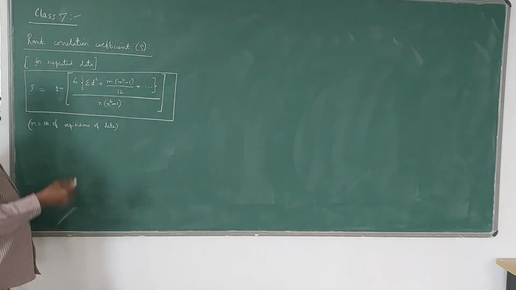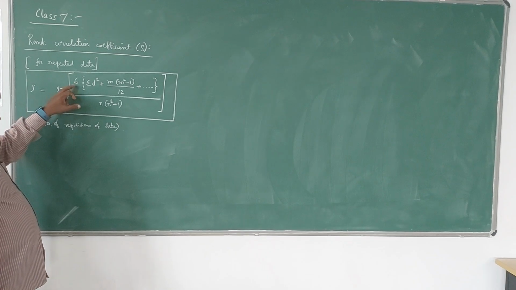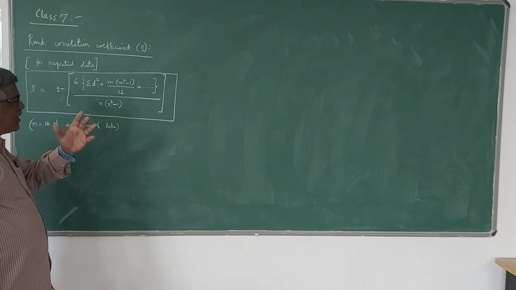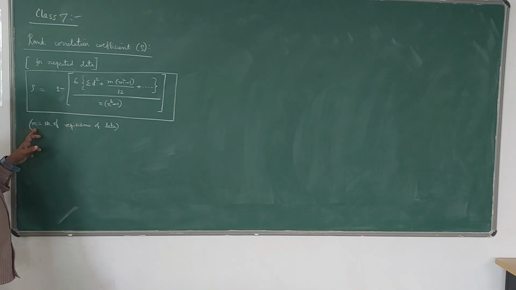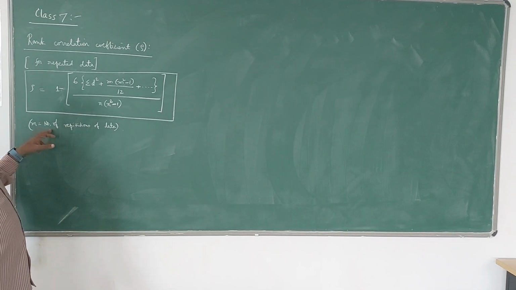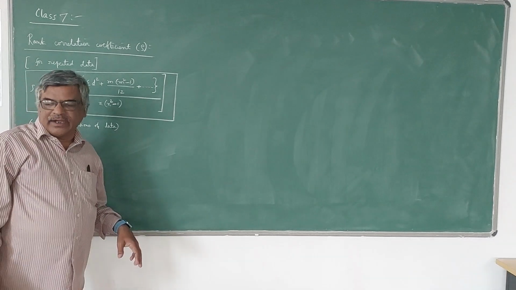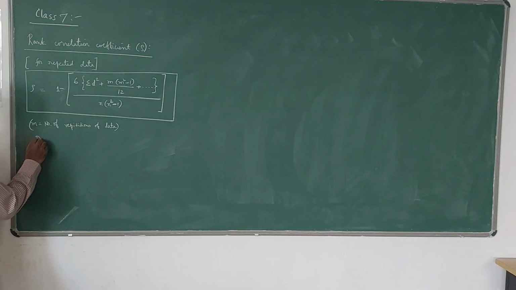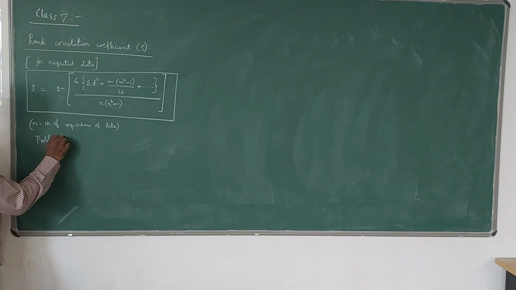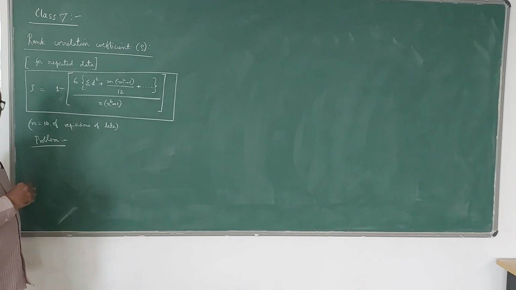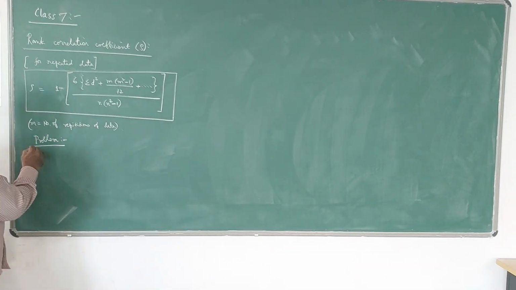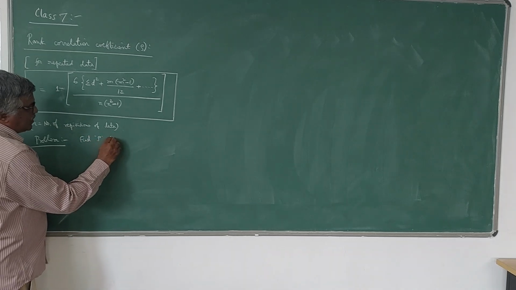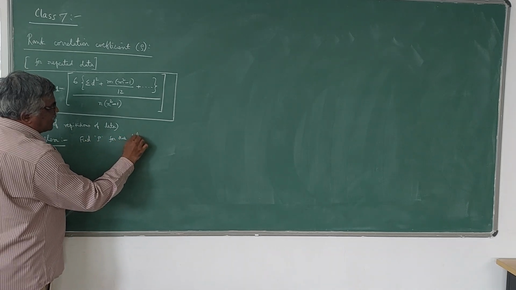If there are no repeated data, then the formula is 1 minus 6 sigma d square by n into (n square minus 1). If there are repeated data, we have to introduce one more term called m, which gives the number of repetitions of the data. Now we will take up a problem where some of the x and y values are repeated. So how to find the rank correlation coefficient? Find rho for the data given.